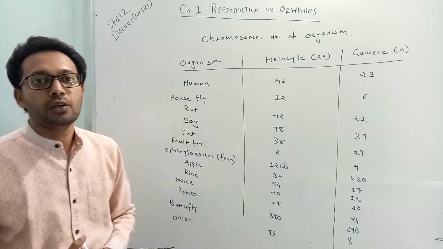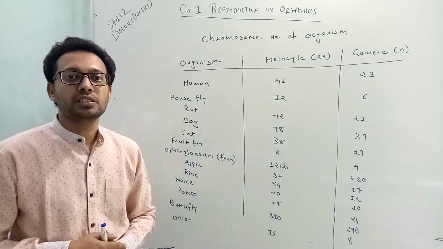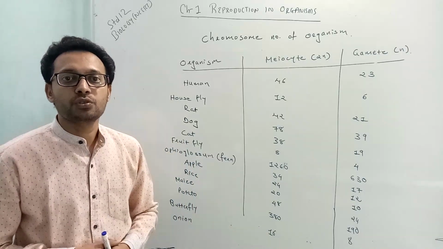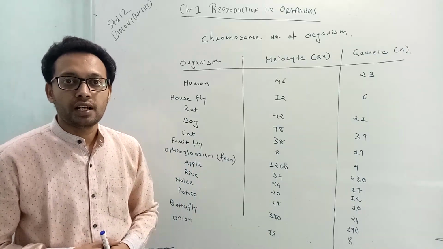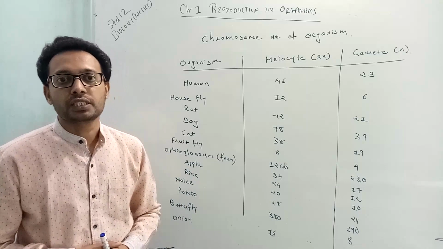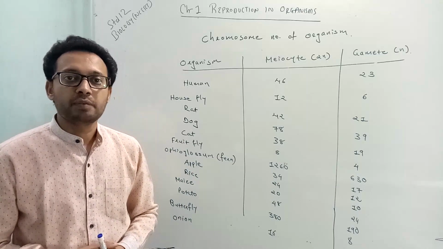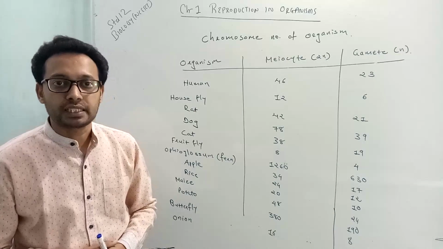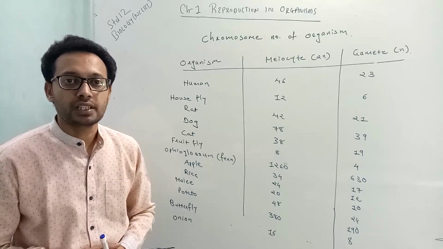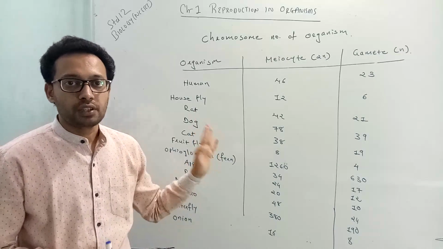So this is all about the first event in pre-fertilization, what we call gametogenesis. Now there is one more event, what we call gamete transfer. This gamete transfer we will discuss in the next session. It is also an event of pre-fertilization. Have a look and note down.